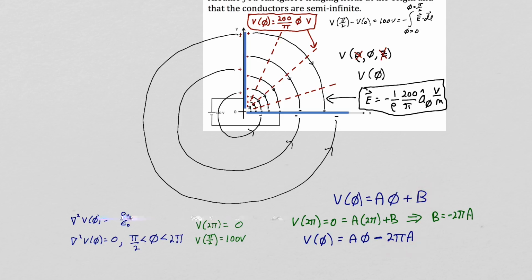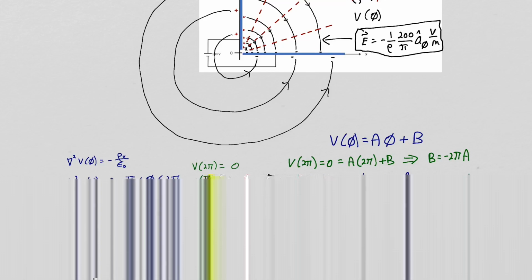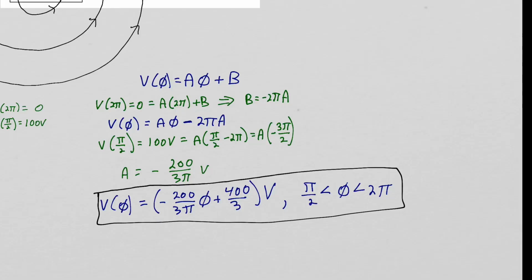And we apply the boundary condition, and we can solve for a. a is minus 200 over 3 pi volts, and substituting for a, we'll get our potential field. We can now find the electric field intensity in the second, third, and fourth quadrants by taking minus the gradient of the potential field. And that works out to be 1 over rho times 200 over 3 pi in the phi direction, volts per meter.